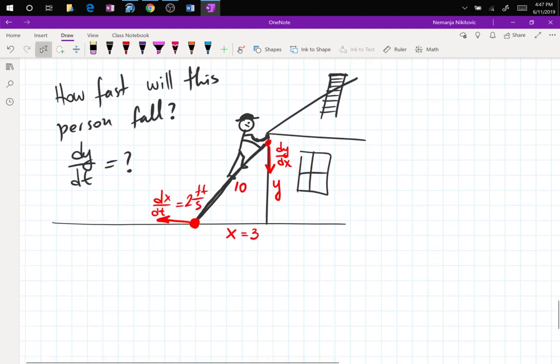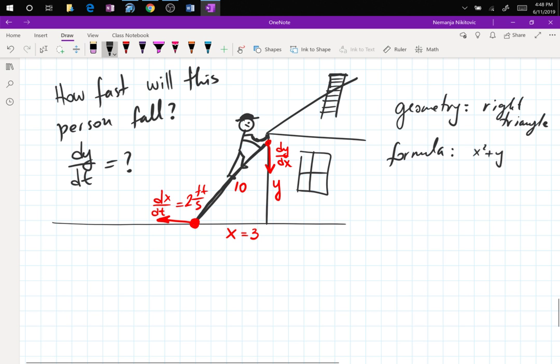So remember what I asked you to do before. I asked you to think about geometry, and then formula. So what's the geometry? Right triangle. And what's the formula? Pythagorean theorem. So x squared plus y squared equals ladder squared. So every problem should start this way. You understand the situation because it's something that you, well, hopefully you don't get to relive, but something that you can live through.